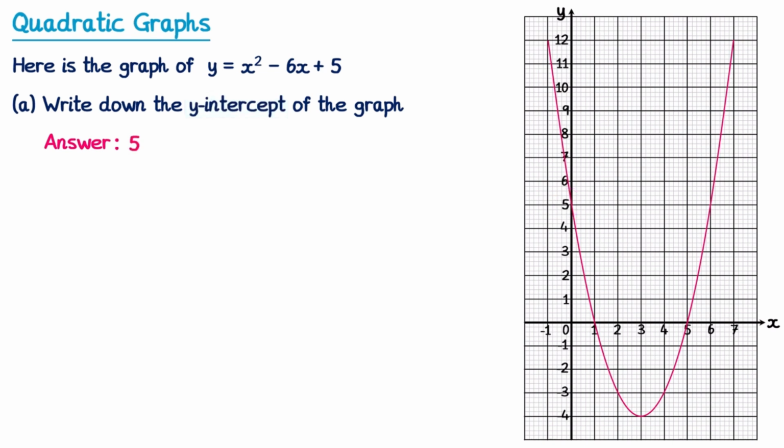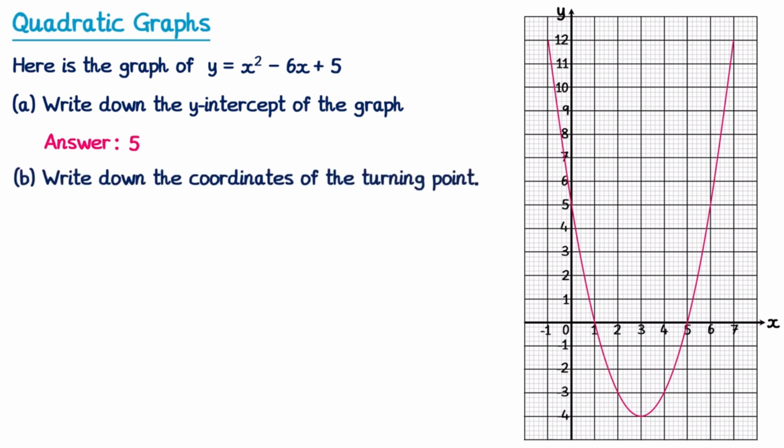Sometimes they may ask you this as a coordinate, and if it asks it as a coordinate, it would be 0, 5. For part B, it says write down the coordinates of the turning point. The turning point of the graph is this point right down here at the bottom, where the graph turns. Its coordinates are 3 for the x-coordinate and -4 for the y-coordinate, so the answer for the turning point is 3, -4.